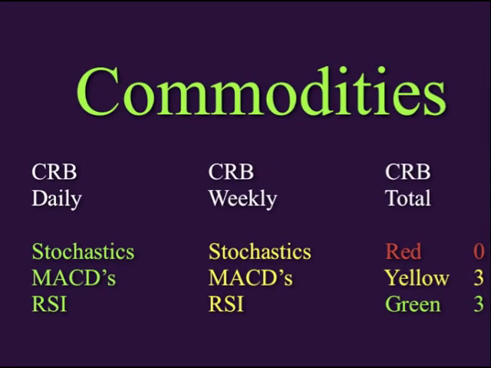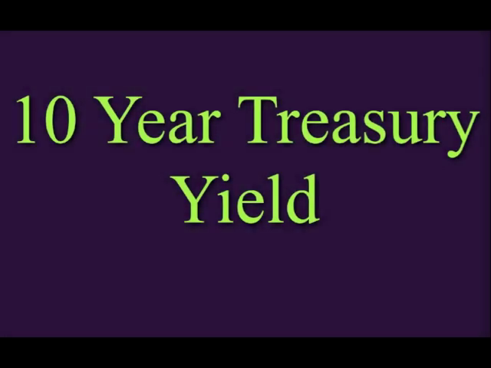And summing up the commodities, we analyzed the daily and weekly charts. Over on the daily chart, we found the stochastics, the MACDs, and the relative strength index were all positive and looking strong, so we gave them all green marks. Over on the weekly charts, things were still neutral, as the stochastics, the MACDs, and the relative strength index got yellow marks. For a total, we got 0 red marks, 3 yellow marks, 3 green marks for the commodities. And now we'll take a look at the 10-year Treasury yield.